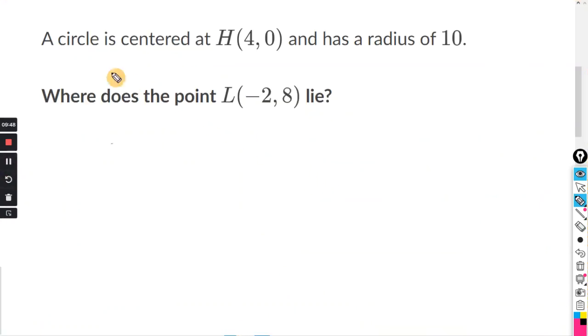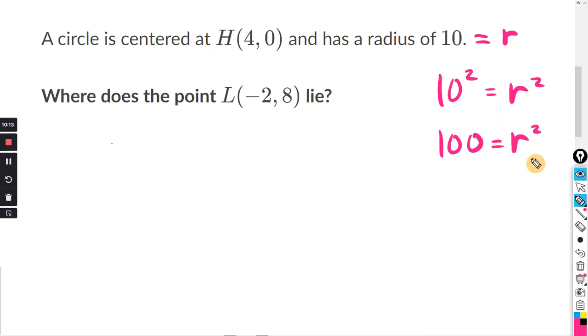All right, one more. Circle is centered at 4, 0, has a radius of 10. Where does the point -2, 8 lie? Okay, so the radius equals 10. And if you square both sides of this, that's going to be 10 squared equals r squared. And 10 times 10 is just 100. So r squared is 100. That's going to be the original r squared.